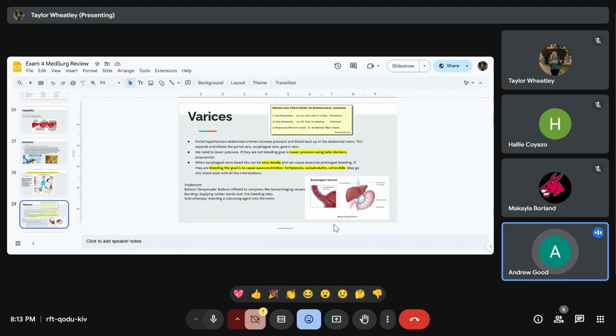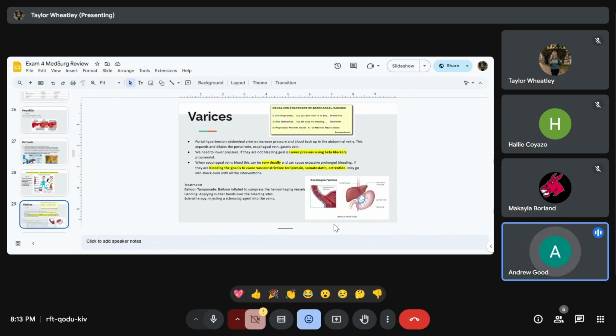So beta blockers lower pressure. If they are not bleeding, we want to use propranolol. Be very, very observant with the test question. It will say the patient is bleeding or the patient is not bleeding, and that drastically changes the treatment option you choose. So if bleeding, vasoconstrict, using one of those three meds: terlipressin, somatostatin, or octreotide. If they're not bleeding, use a beta blocker like propranolol.